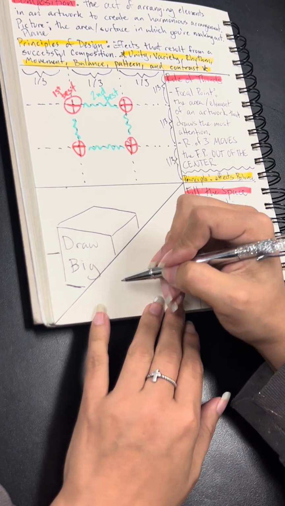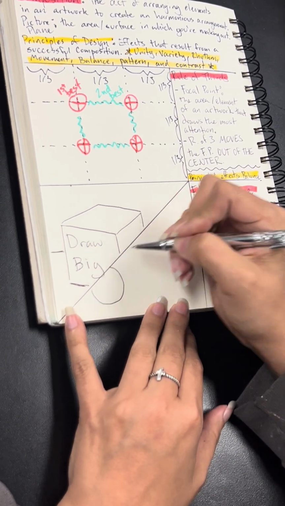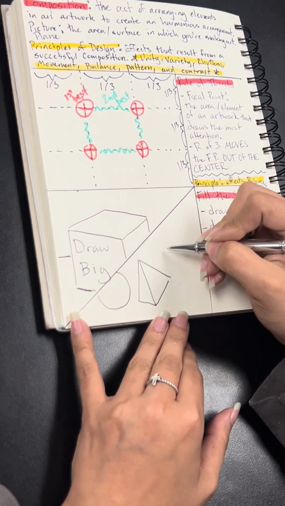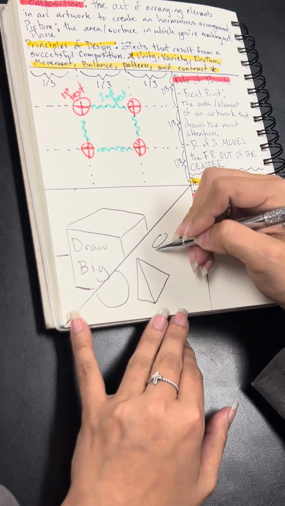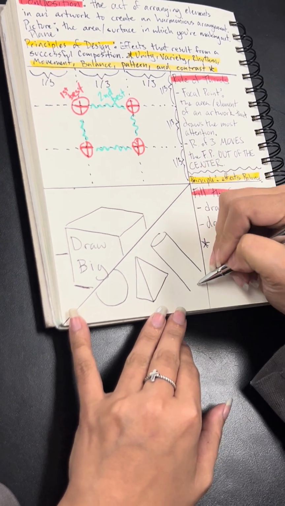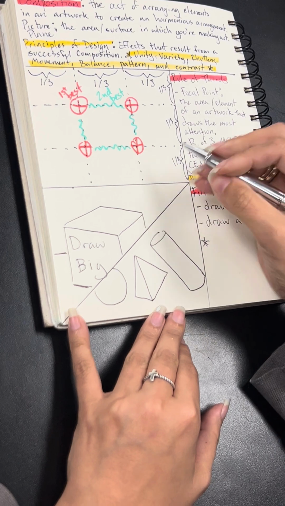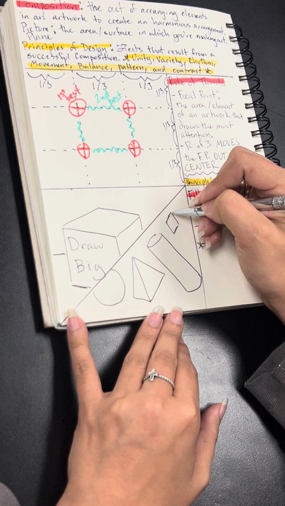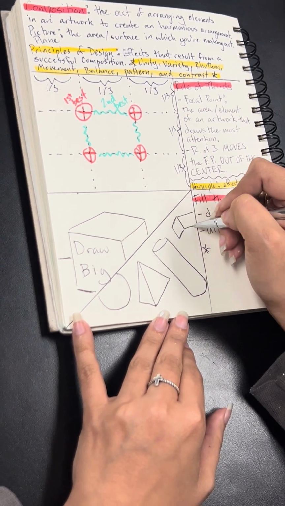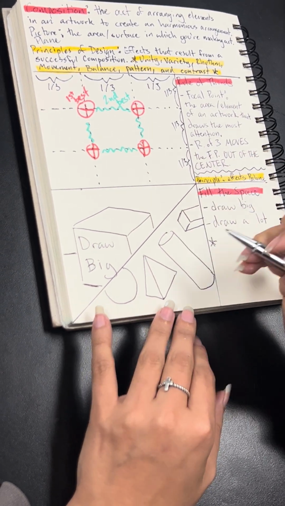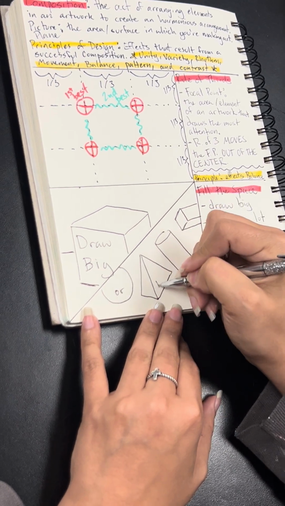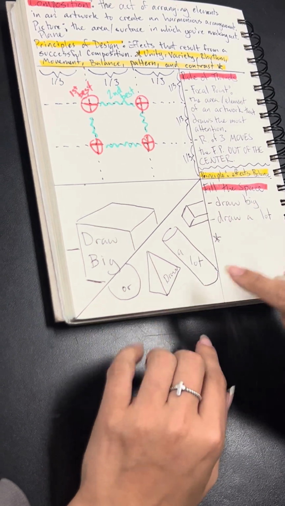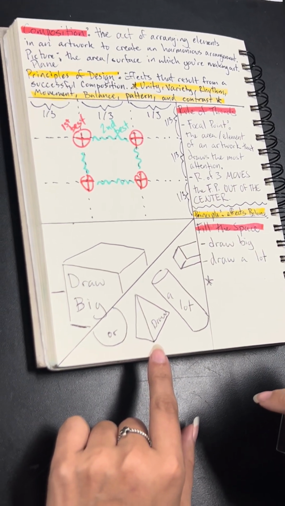Or my other option is to draw a lot of stuff. So here's a sphere. I'm going to draw a pyramid right there. We're going to get a little cylinder going. And maybe there's a rectangular prism over this way. Just about to leave the page. So, or draw a lot. So I have many things that take up a lot of that space.